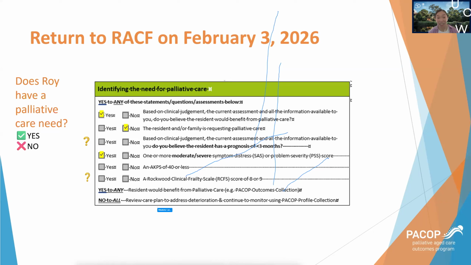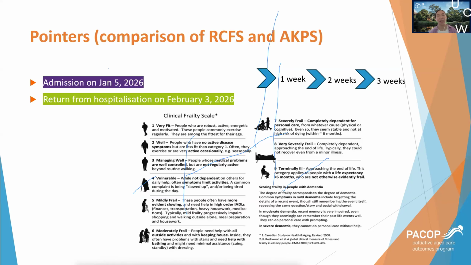His AKPS is 30 now. He's actually spending all his time in bed except for when he's toileting. And this time around, the Rockwood Clinical Frailty Scale, is it an 8 or a 9? I would say it would be a 9 now. So just looking at this scenario, you only need to have one tick, but we've ticked 4 areas. And therefore, at this stage, we'll say, well, Roy requires active palliative care, so then we'll move him to the outcomes. But before that, let's just pause and look at the points of comparison for the Rockwood Clinical Frailty Scale and the AKPS.